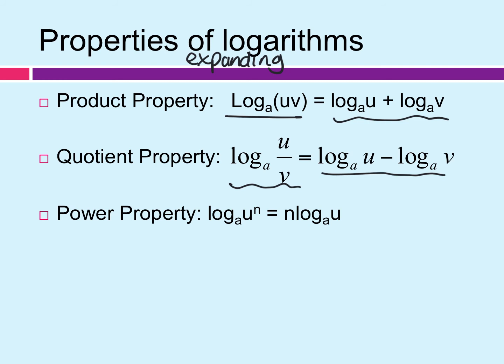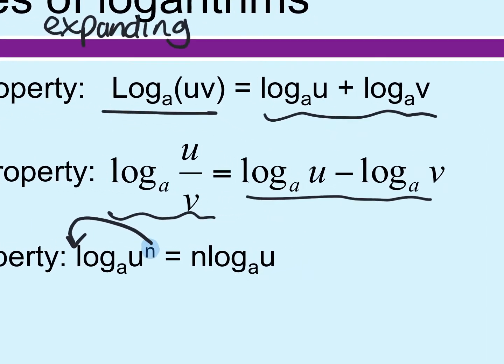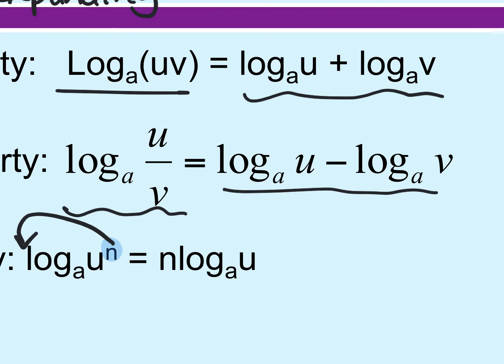And if I have a log with an exponent, so the power property, that exponent bumps to the front of the log. Think about why these are the way they are. They're all based on exponential functions, right? So if I were to multiply two things that have an exponent, two bases with an exponent, what do I do with the exponents when I condense them? Add them. So when you're multiplying, you add.